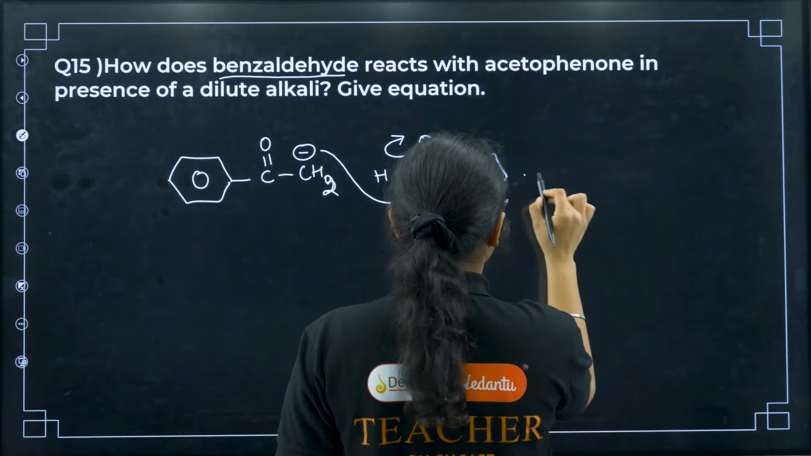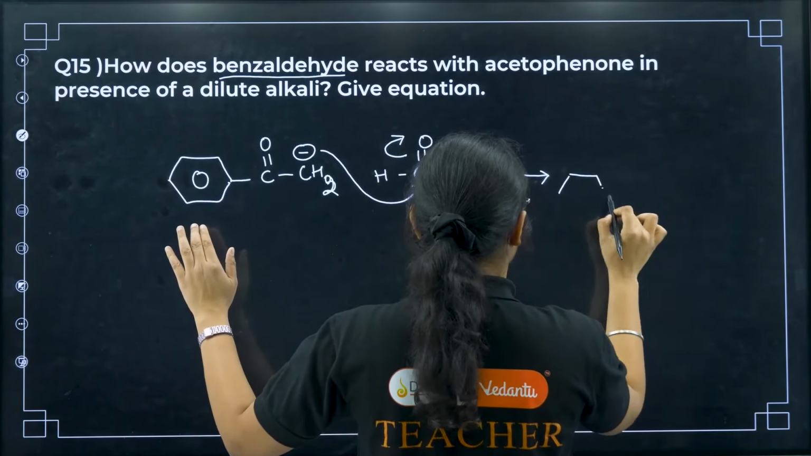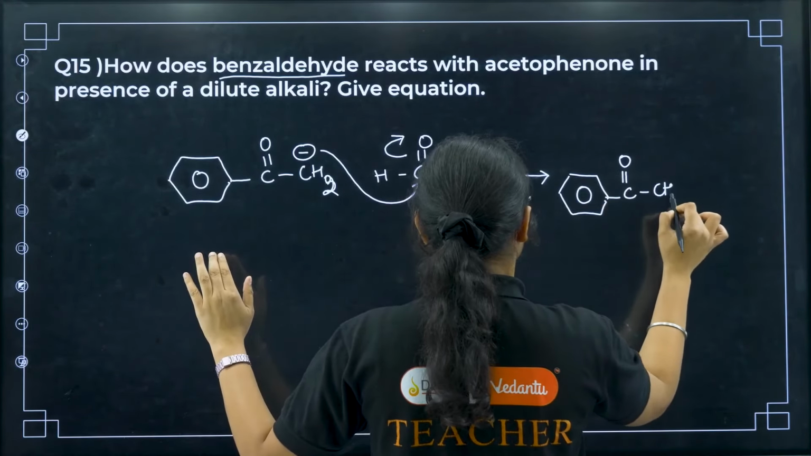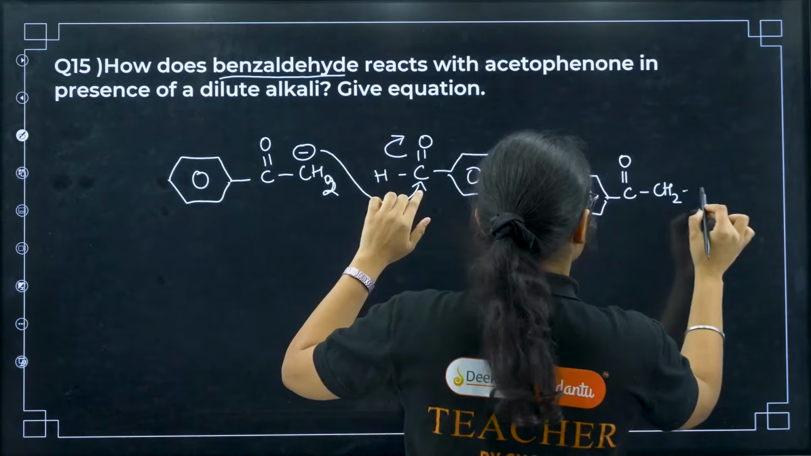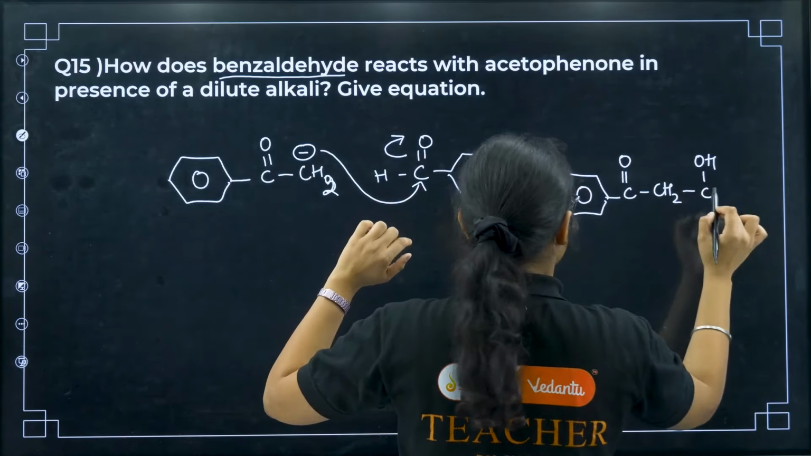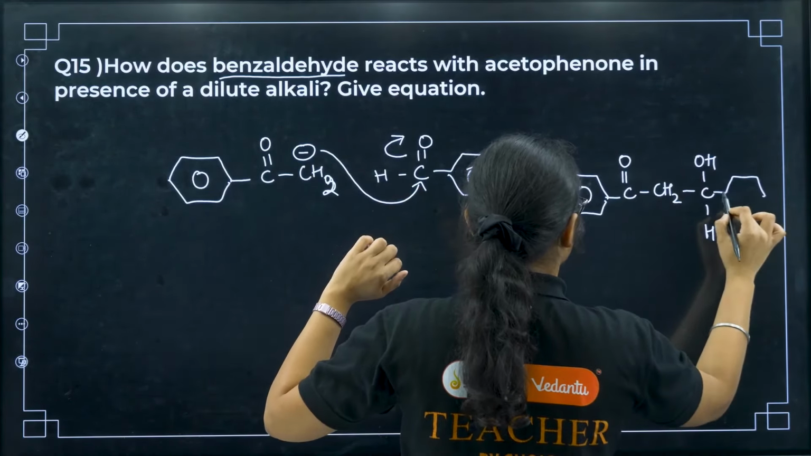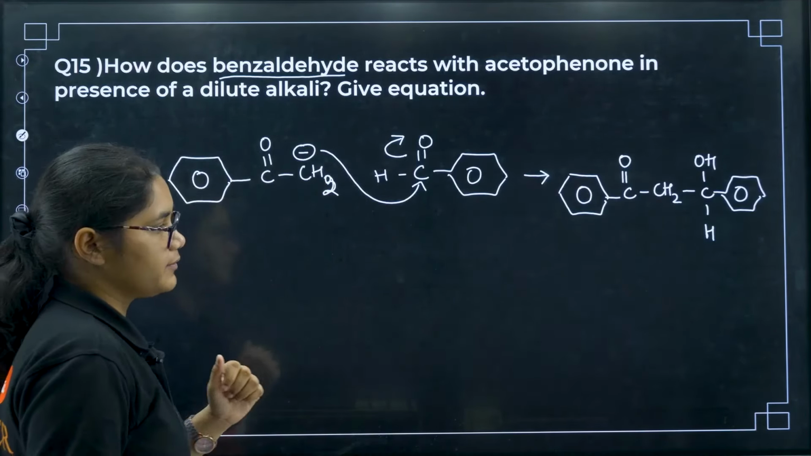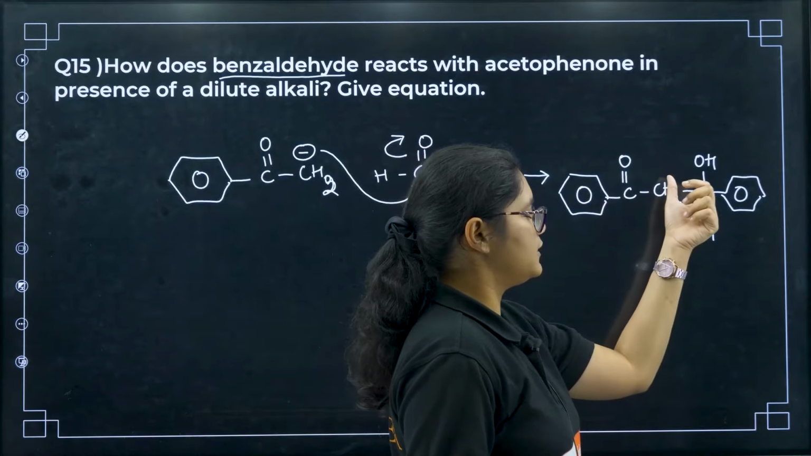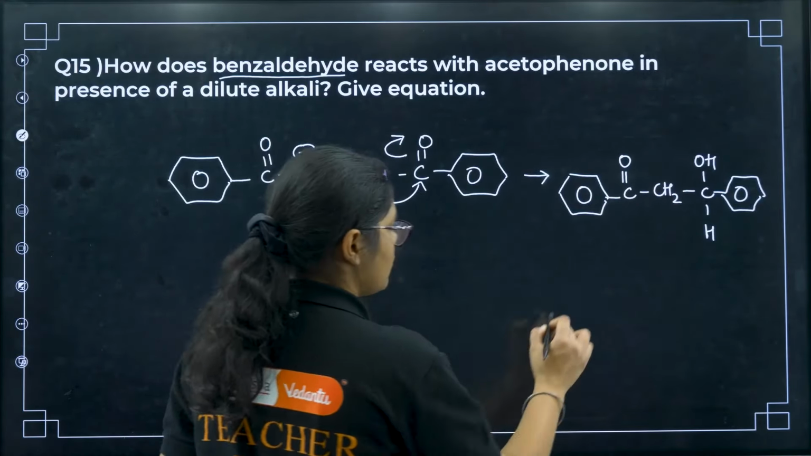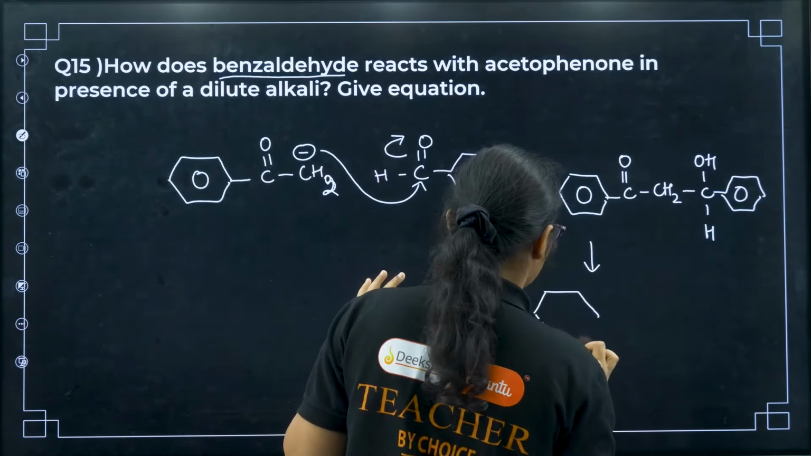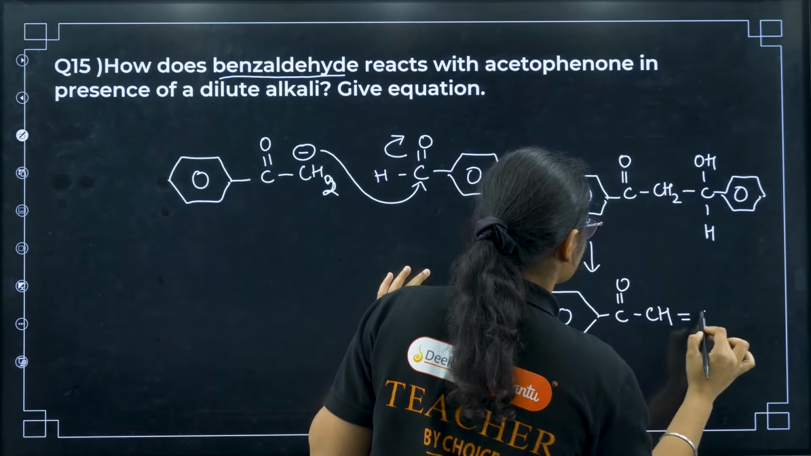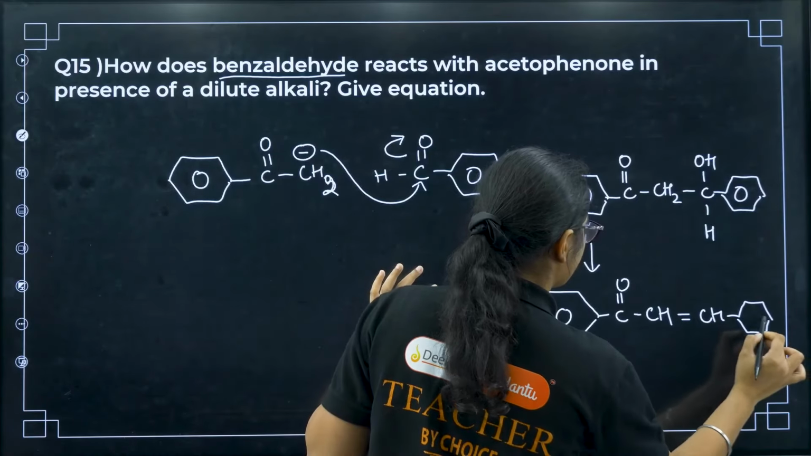So what I will get here is formed like this, then CO and CH2, CHOH, and this one. Clear? Next, we have give equation. So here a double bond will form and we can form an alpha, beta unsaturated compound. Okay, so you will get CO, CH, double bond CH, CHO.